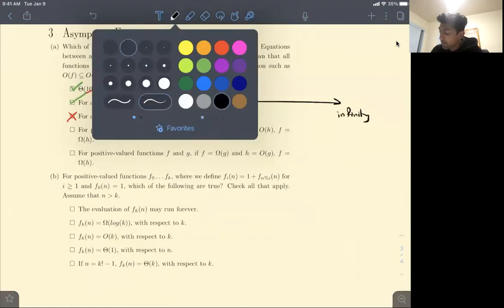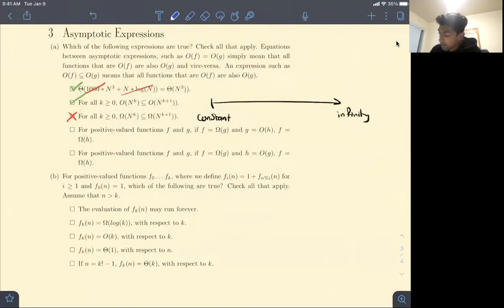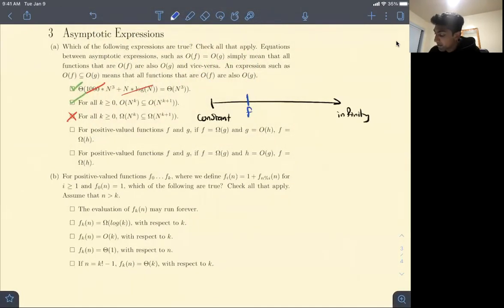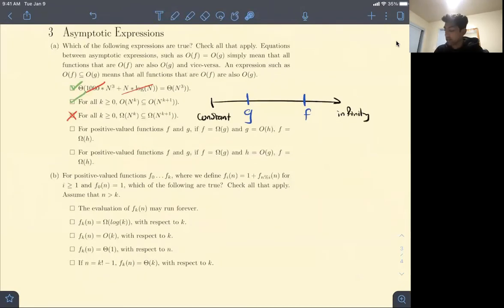So if we have some function f that's omega of g, then we can say that f is here, and let's say we have some function g. So if f is omega of g, that means g kind of lower bounds f, right? That means f is never going to be faster than g. So we know that f is going to be somewhere to the right of g, right? And then what we know here is that g is upper bounded by h, okay?